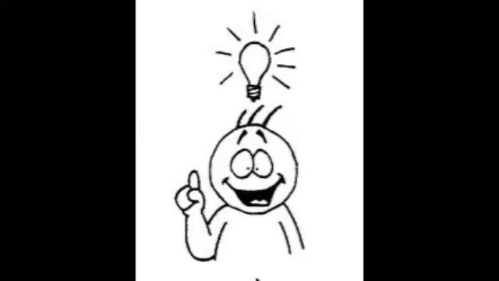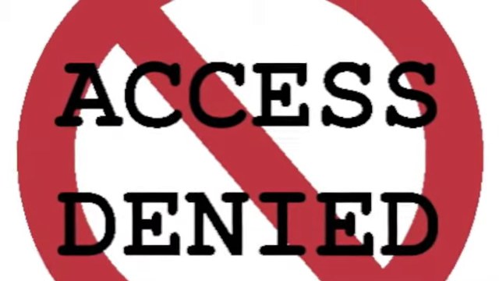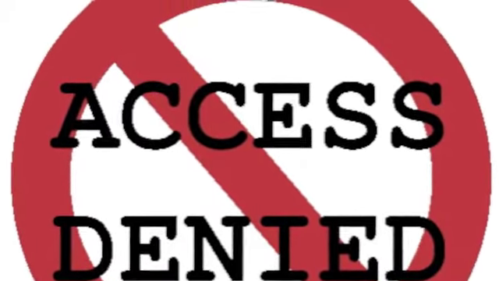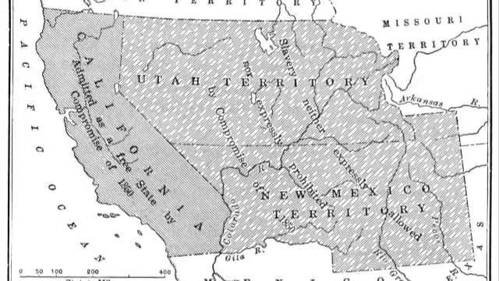Understand it. Here is how pro-popular sovereignty advocates felt: why should a citizen of one state be denied the right to take his property, including slaves, into a territory owned by all?